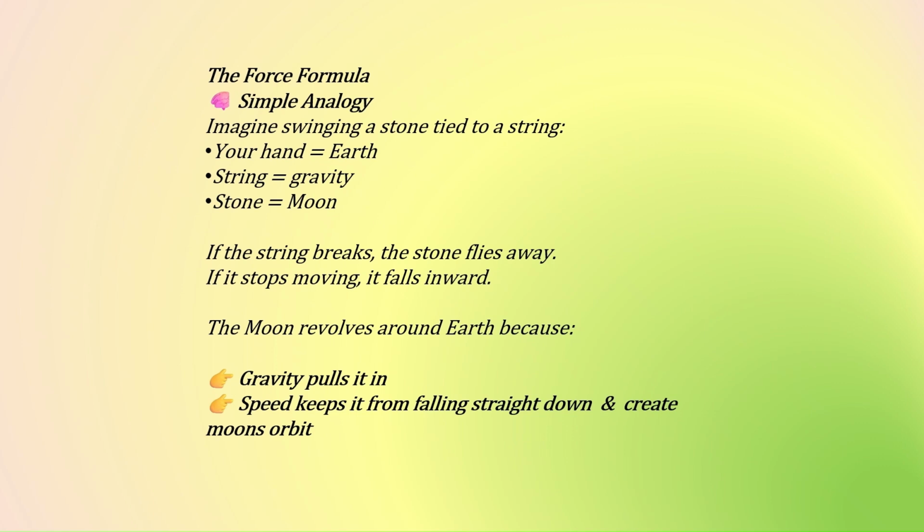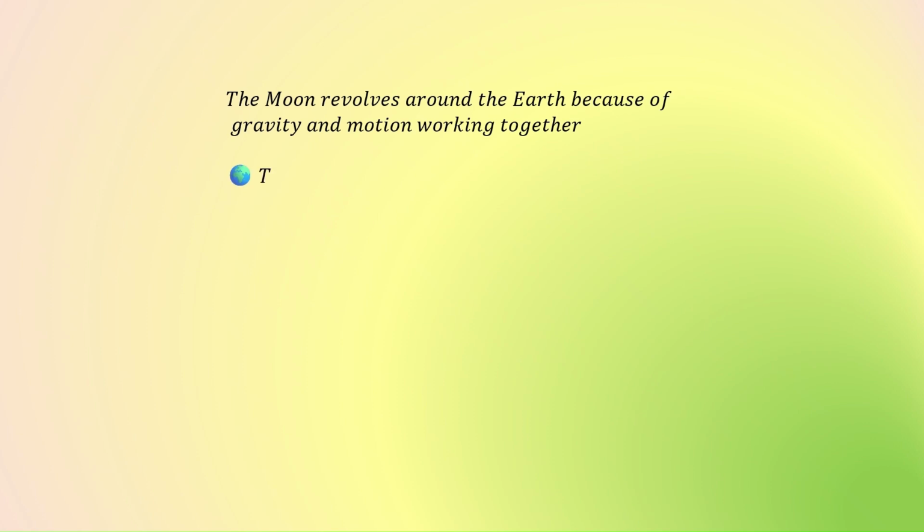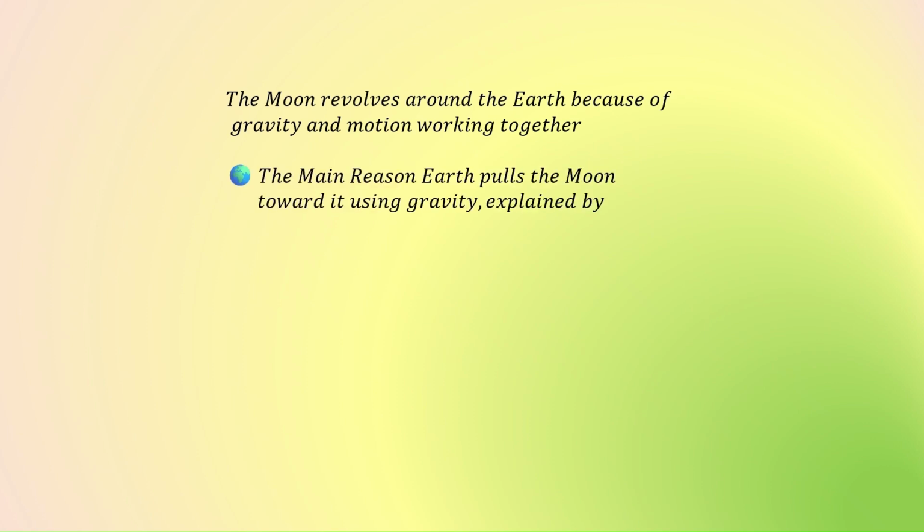In the same way, the moon revolves around the Earth. Gravity pulls it in, while its speed keeps it from falling straight down. And together, they create the moon's orbit. The main reason the moon stays around Earth is gravity. Earth pulls the moon toward it, a force explained by Newton's law of universal gravitation.